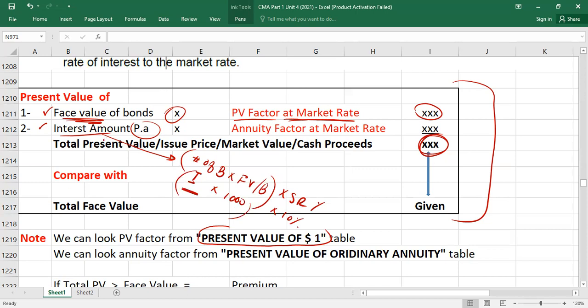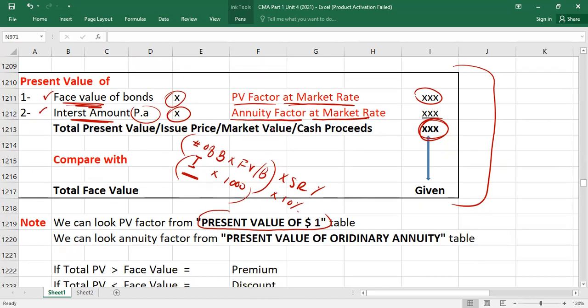Understood? That interest you will place here, and then you will multiply with what is written: annuity factor. Again, at which rate you have to look? Market rate. What is the annuity factor? You can look in the table. I'm explaining from where you will get it. The table heading will be what? Present value of ordinary annuity. From this table you have to look up this annuity factor.